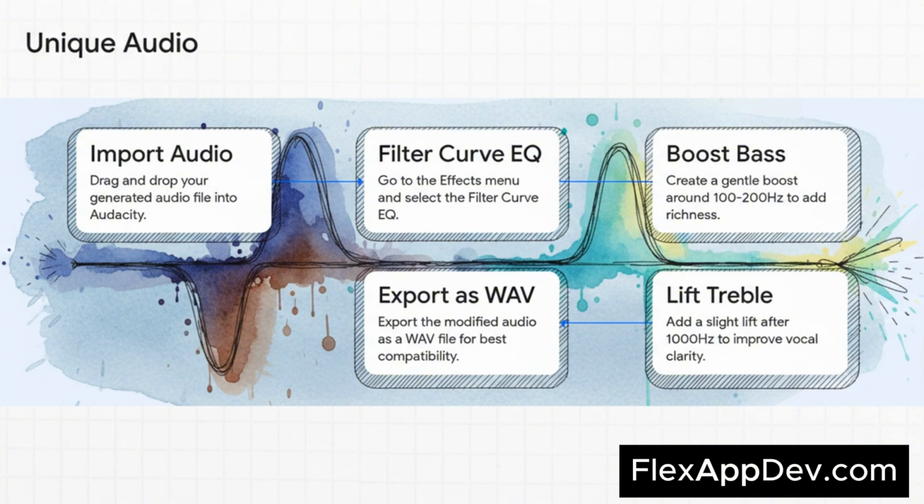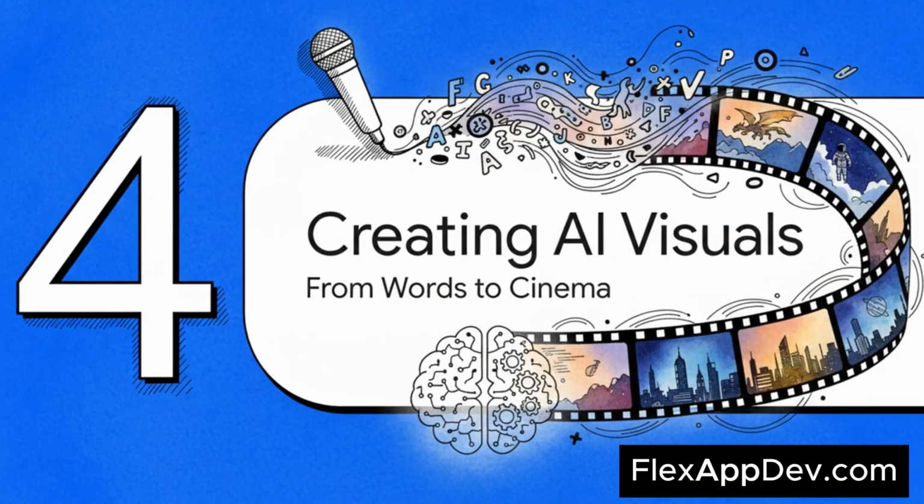Now here's the key, the filter curve EQ. Don't let the name scare you. By creating a gentle curve just like this one, boosting the bass down low for some richness and lifting the treble up high for clarity, you are subtly changing the audio's frequency. This simple tweak creates a unique audio signature that helps you stand out and, more importantly, helps you avoid those pesky content flags.